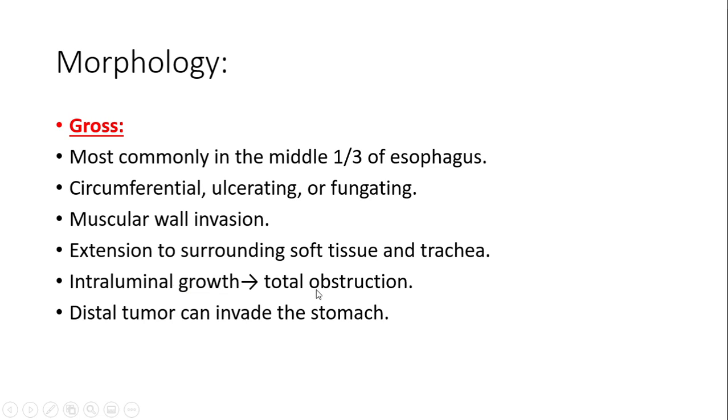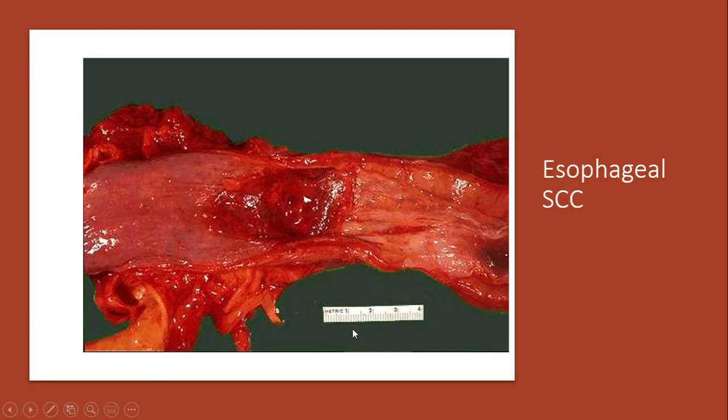Intraluminal growth leads to total obstruction, and a distal tumor involving the lower third can invade the stomach. But this should be differentiated from Barrett and from gastric mucosa involving the lower third of the esophagus. Typically, a large mass in the middle third of the esophagus, fungating with central ulceration, hyperemia, and irregular margins fixed to the wall. This is the typical picture of squamous cell carcinoma of the esophagus.